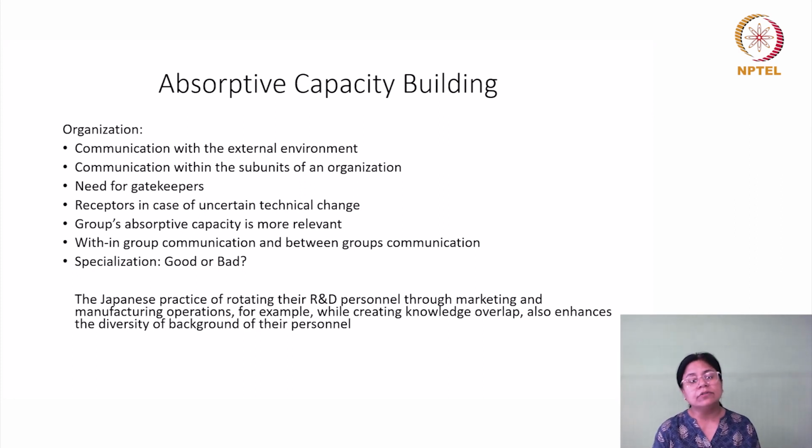So, for instance, there is this particular Japanese practice of rotating their R&D personnel through marketing, operations, etc., which helps in creating knowledge overlap, but at the same time enhances the diversity of the personnel. So how you do this absorptive capacity building within an organization is going to be extremely important.